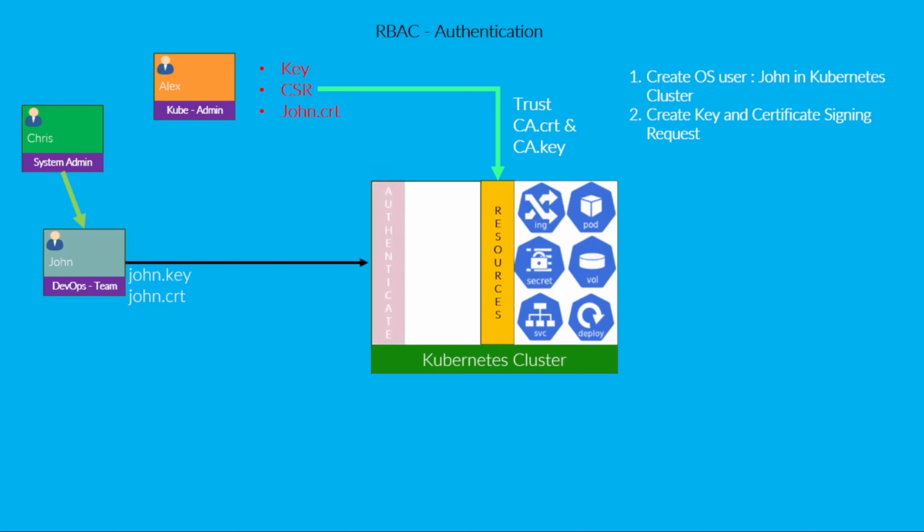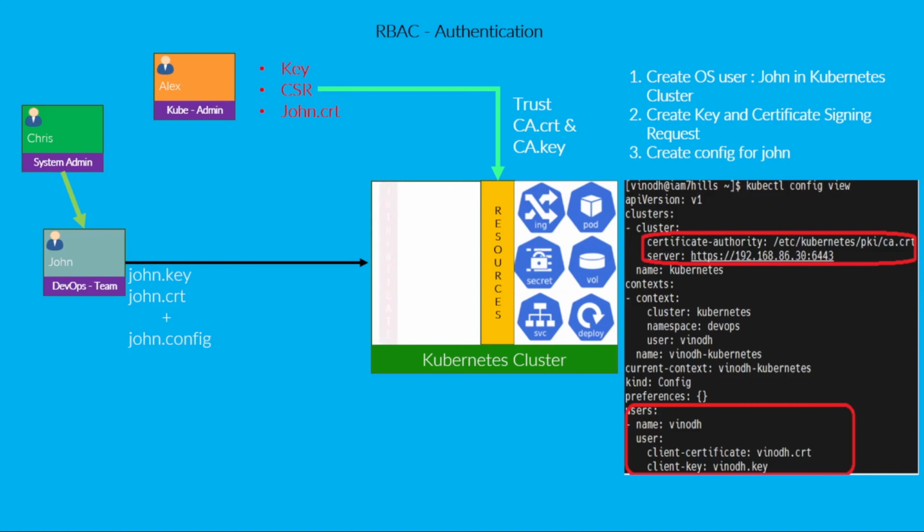Still, when John executes the kubectl command, he will get the authentication issue. He needs one more file called john.config. This config file has to be created, and that file will look like this. This is one of the other users who has access to this Kubernetes cluster. Once we create this config file for John, John will be good enough to execute the kubectl command.